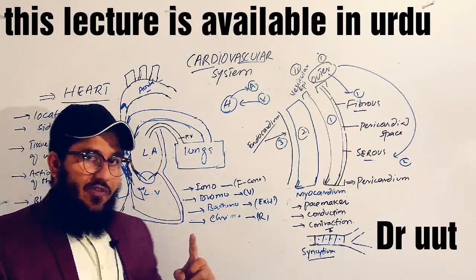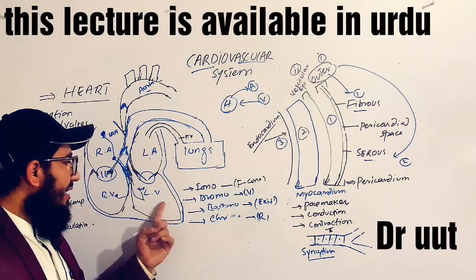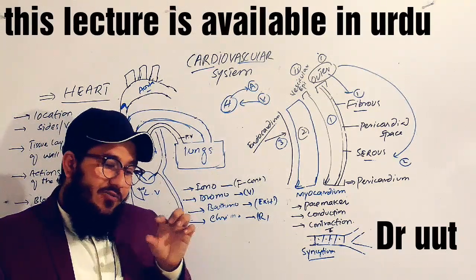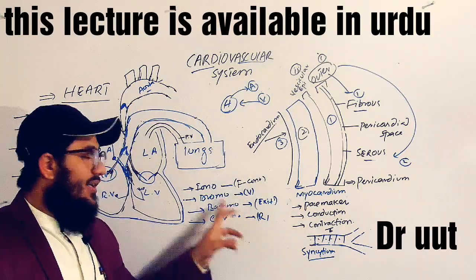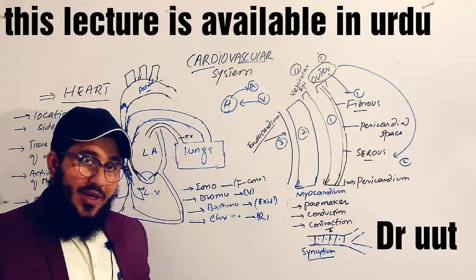And the bathmotropic effect. What is the bathmotropic effect? When the impulse reaches the cell, the cells are supposed to contract. Before the contraction, first they are supposed to be excited. This excitation is studied under the heading of the bathmotropic effect, or bathmotropic action.